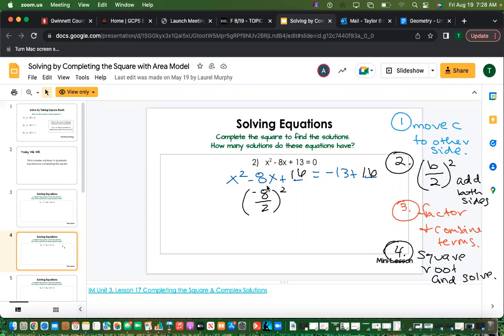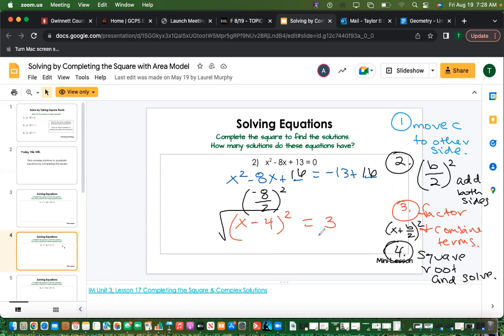So on the left-hand side, when we factor this, it's going to be x minus, and whatever your b divided by 2 number is, that's what the number is going to be right here. Negative 8 divided by 2 is negative 4 squared. And we're going to set that equal to negative 13 plus 16, and that's going to give us 3. So again, when you factor this, just remember this is the same thing as x plus b divided by 2. Or you can just factor normal. That's okay too. So now we're going to actually solve it out.